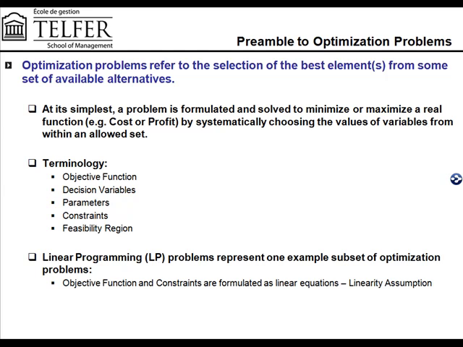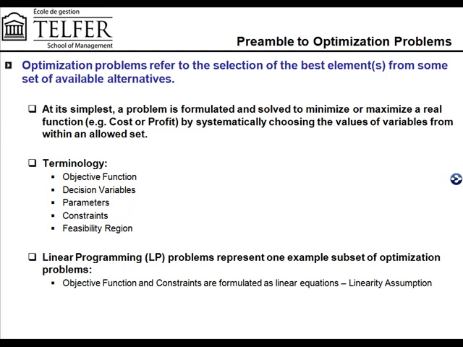Linear programming is one example of a subset of optimization problems. So this is one category of an optimization problem. It's very commonly used in business and economics, along with certain assumptions. And with these assumptions, we can solve various types of problems.